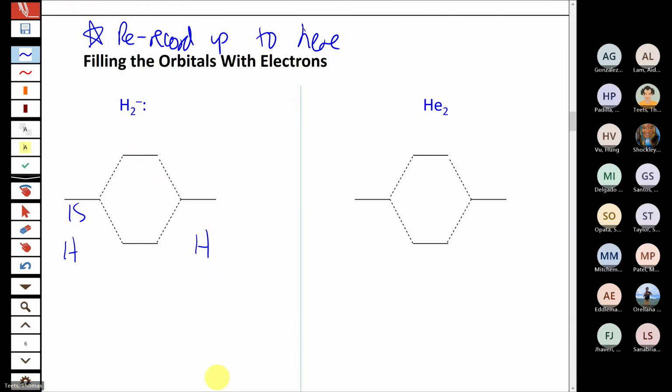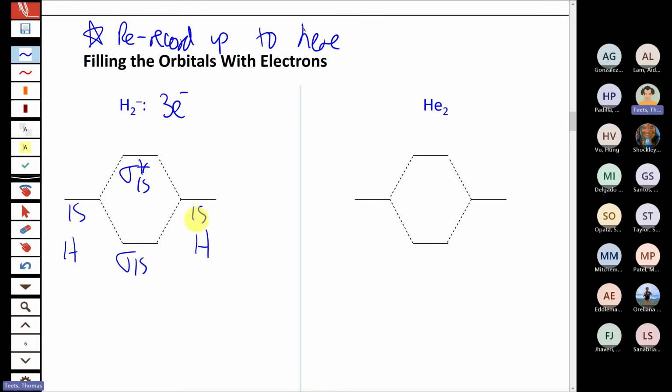All right, back to the task at hand. So H2 minus is one that's going to now have the same exact orbitals available because we're still mixing hydrogen 1s orbitals. Only difference now is that we added an extra electron in, so that's going to be a total of 3.